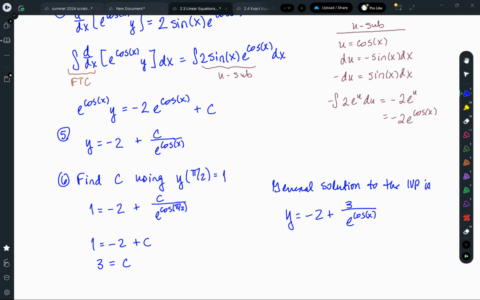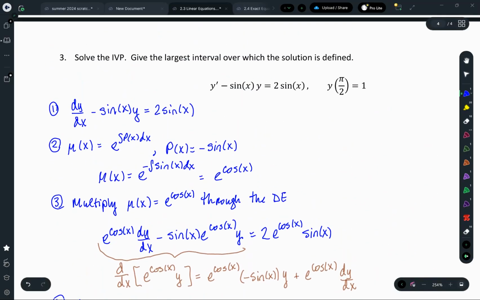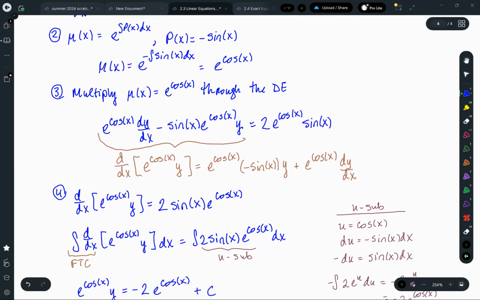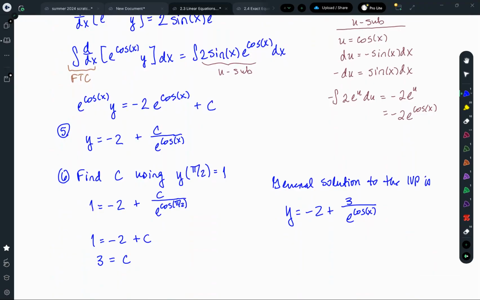And then we need an interval of definition that was asked for. And as we went through this problem, we never had to divide by anything. So there were no domain restrictions when we went to standard form. The integrating factor introduced no domain restrictions. The final solution never has any domain restrictions because e to the cosine of x is never equal to 0. And so we would say that the interval of definition is -infinity to infinity for this particular problem.